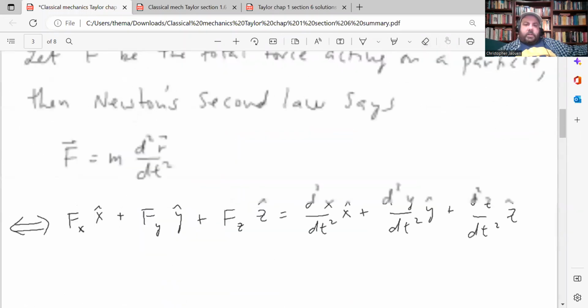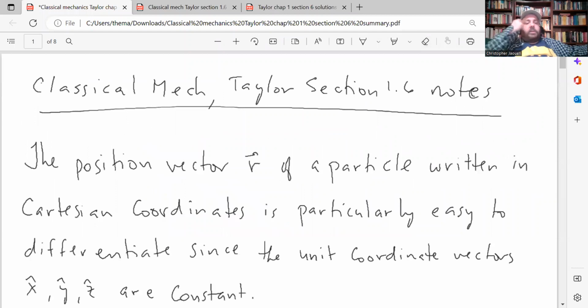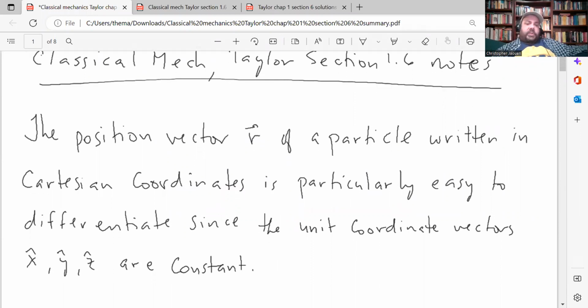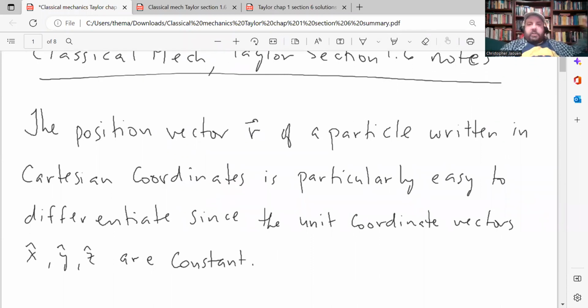This is for the summary of section 1.6 in the book, which is a very short section, so this shouldn't take very long. And then I'll make the video right after this of the exercises because I've already finished them. So, like I said, this is a very short section.